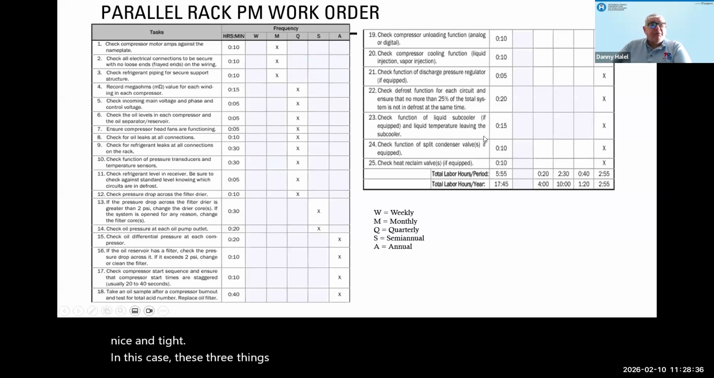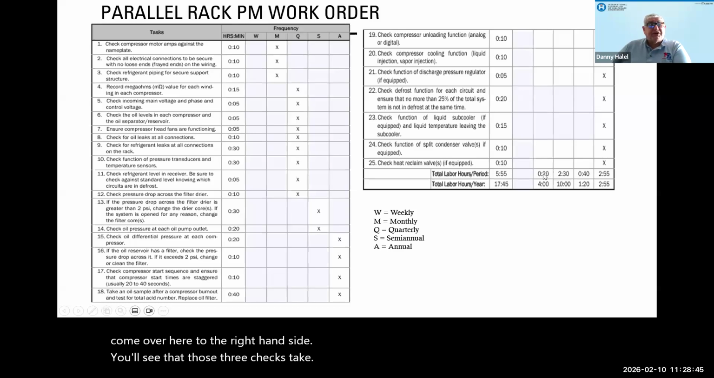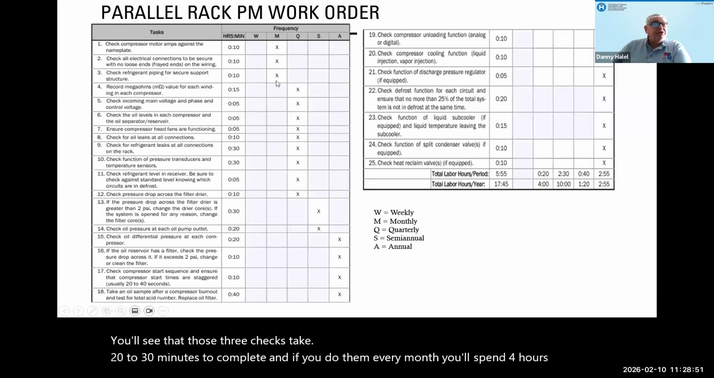Now, if you do them every month, if you come over here to the right-hand side, you'll see that those 3 checks take 20 to 30 minutes to complete. And if you do them every month, you'll spend 4 hours in a given year making those checks.